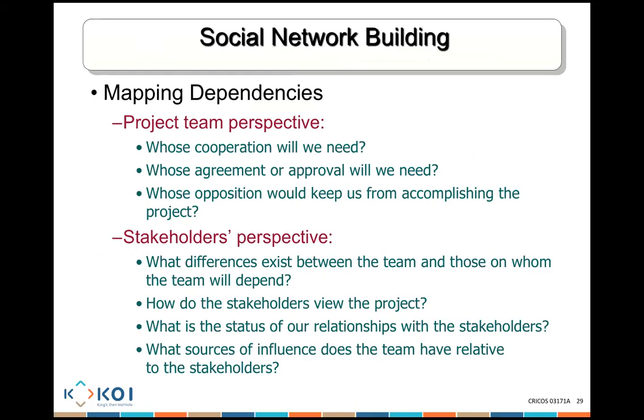Now, when you try to work with so many various people as a project team, you need to ask yourself, whose cooperation do I need to get the job done? Whose agreement or approval do I need to get the job done? Whose opposition would keep me from getting the job done? If I know, for example, whose agreement and approval I need, I'll build a good relationship with them. If I know who could oppose me, I'll build a good relationship with them. And I explain to them the reason for my project.